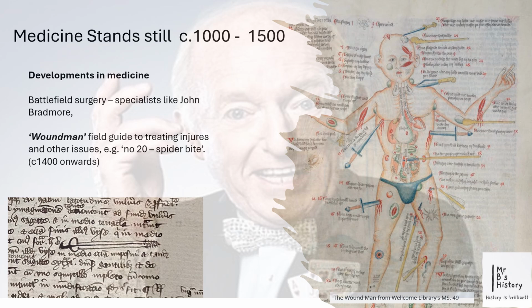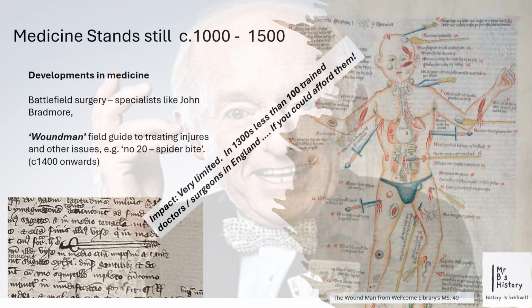And if you had to treat someone with a spider bite, look at the picture, I need to go to page 20 and it will tell me what to do. So, impact, remember, it's about how it's made a difference? Well, very, very limited. In the 1300s, it's been estimated that there were less than 100 trained doctors and surgeons in the entirety of England. Yes, there were people like John Bradmore, but you had to pay for them if you could afford them. So impact on health of the people, minimal.